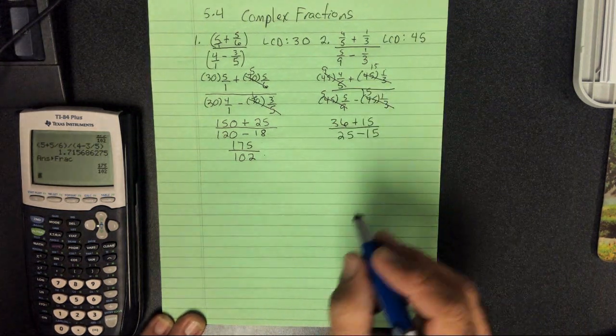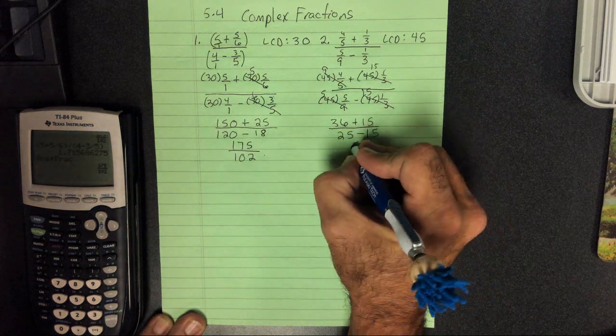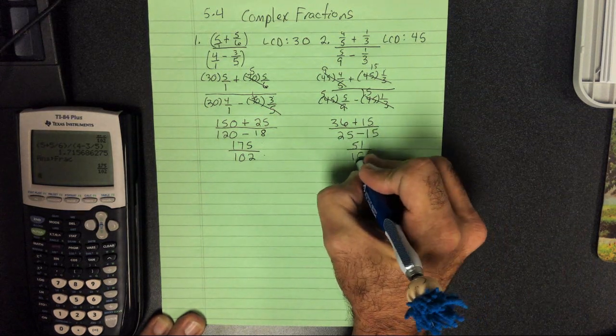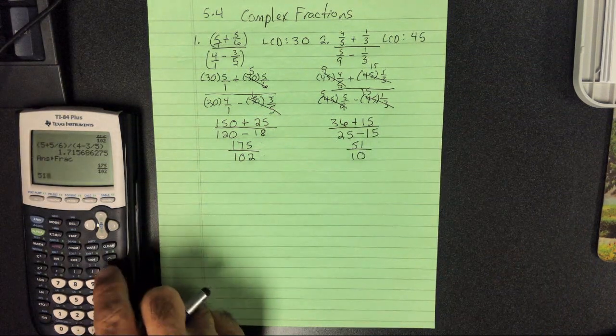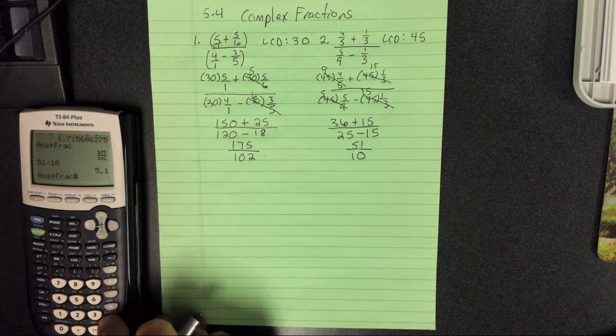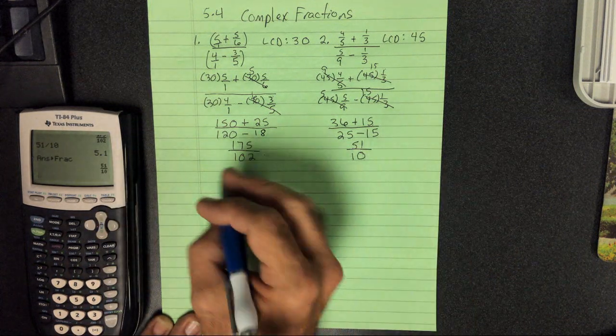So now we add the top, subtract the bottom. So 36 plus 15 is 51. 25 minus 15 is 10. So let's see, 51 divided by 10 is going to give me a decimal. I'm going to hit math and enter twice. And I still get 51 over 10, which means that is the final answer.